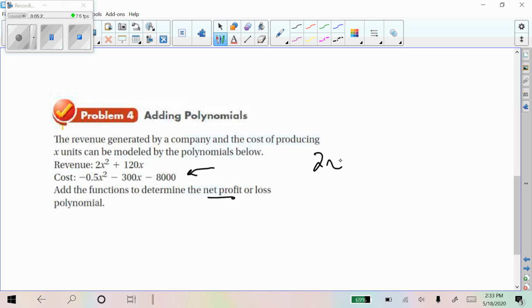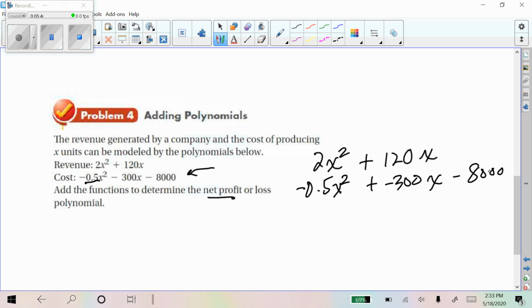And if you want, you can line them up just like you did in basic arithmetic. You could put the 120x, and then for the second polynomial, put the x squared underneath the 2x squared. Put the minus 300x underneath the 120, and then the minus 8,000. If you want, you can fill in a 0 here, but you don't have to.